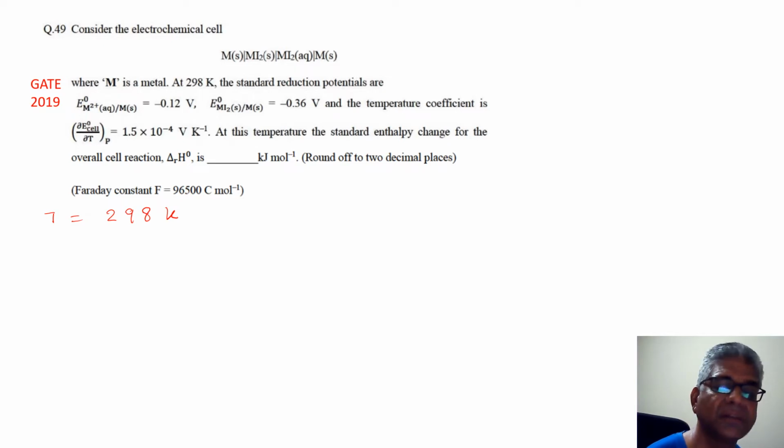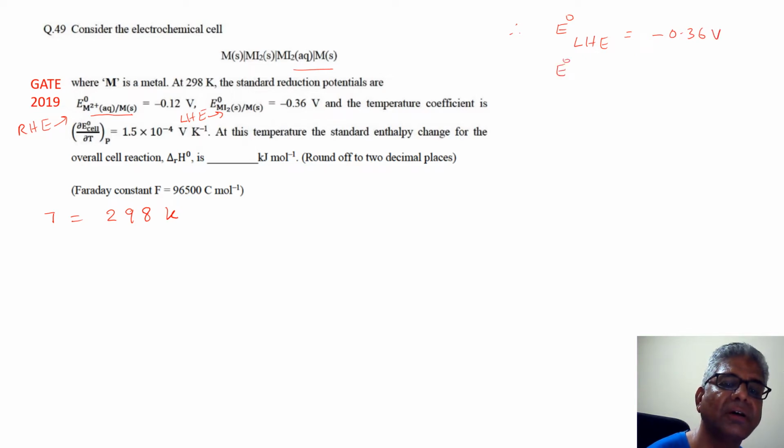Now here two reduction potentials are given. If we observe carefully, this is M2+ aqueous bar M solid. So this is M2+ aqueous bar M solid. That means this is nothing but the reduction potential of your right hand electrode. And obviously this becomes the reduction potential of the left hand electrode. So therefore we have E0 of the left hand electrode equal to minus 0.36 volt, and E0 of the right hand electrode equal to minus 0.12 volt.